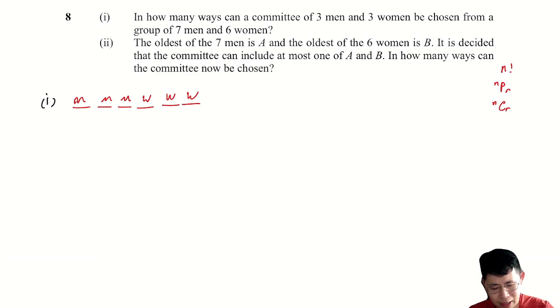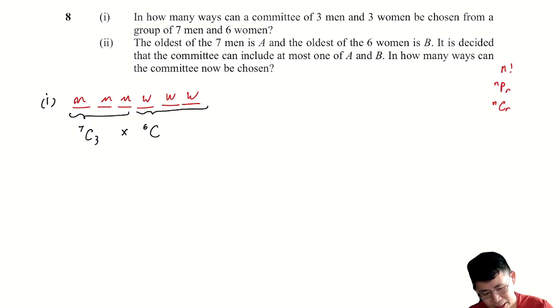So how do we choose them? The first set: how many men do we have? We have 7 of them, and we are going to choose 3 of them, so it's literally 7C3. Then the second group would be women, so this would be 6C3. In total, it will be 700. So this is part 1.